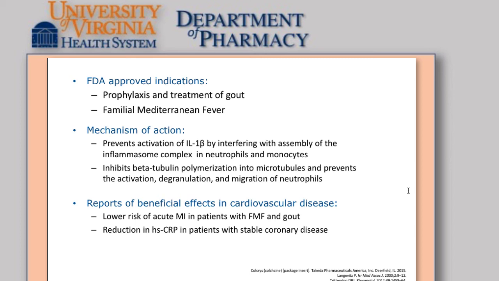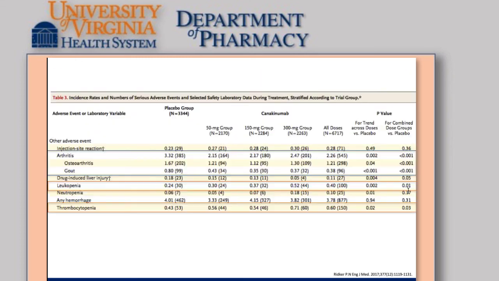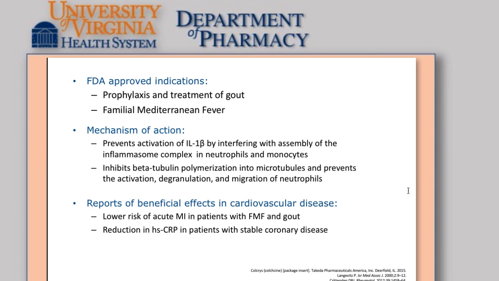And there have been reports of beneficial effects in cardiovascular disease. The patients who are being treated with colchicine because they have familial Mediterranean fever and gout were seen to have a lower risk of acute MI. And the trial we're about to discuss, the low-dose colchicine trial, demonstrated that there's a reduction in high-sensitivity C-reactive protein in patients with stable coronary disease.